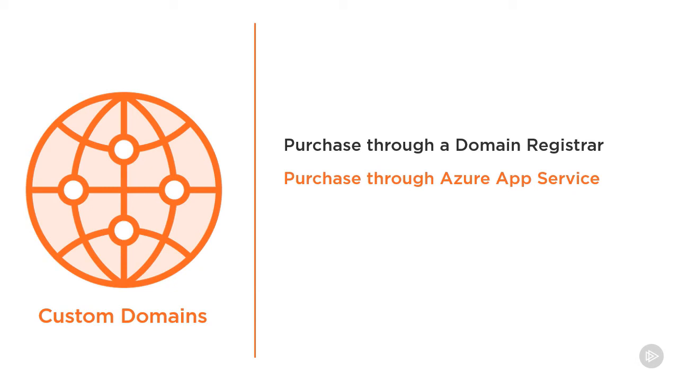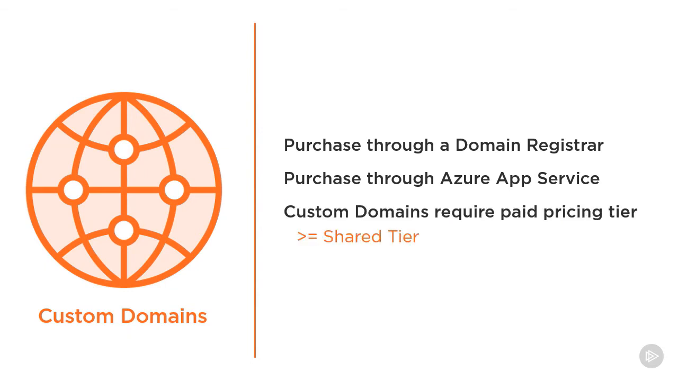In order to use custom domains with your app service, you need to be on a paid tier. The free tier doesn't support custom domains, but any of the other tiers, like the shared tier, basic tier, standard tier, or the premium tiers, all support custom domains. If you created your app service in the free tier, you can always scale it up to one of the paid tiers to get access to this and other features.